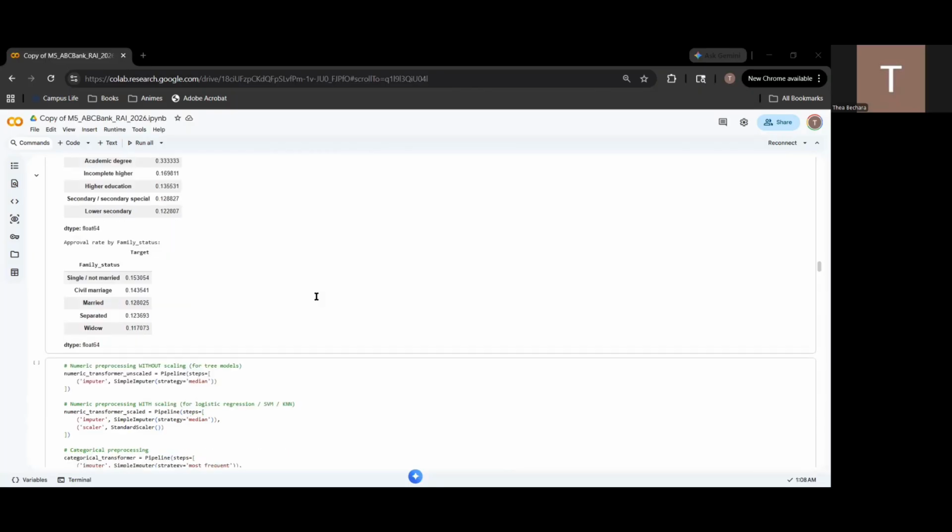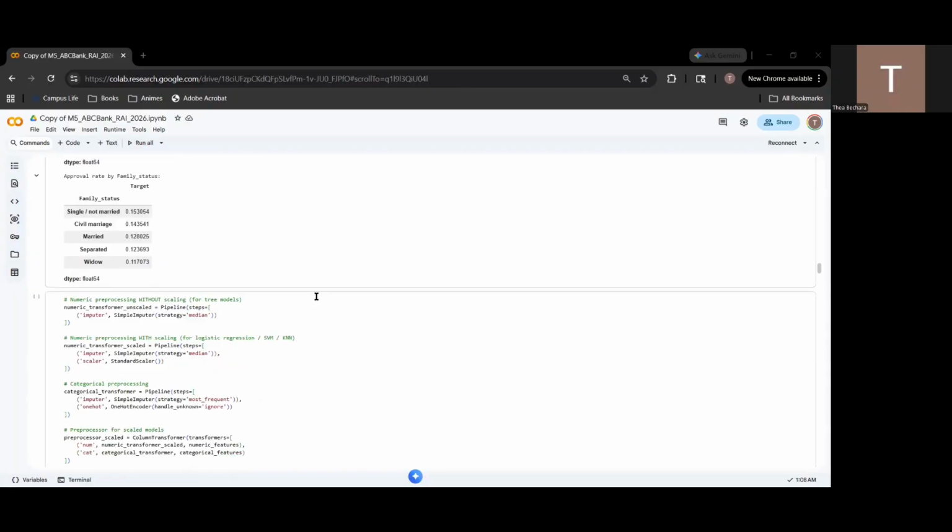Then, during pre-processing, we removed the ID column because it's only an identifier and doesn't contain any predictive information and can influence our data. And then we also split the dataset into training and test sets using a 75-25 split with stratification, ensuring the same class distribution across both sets.